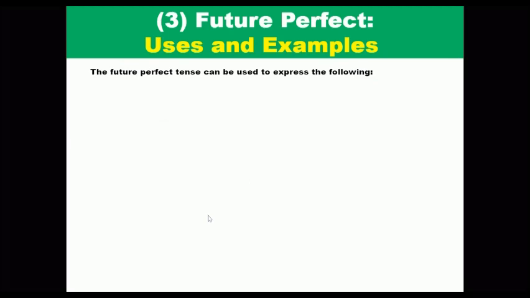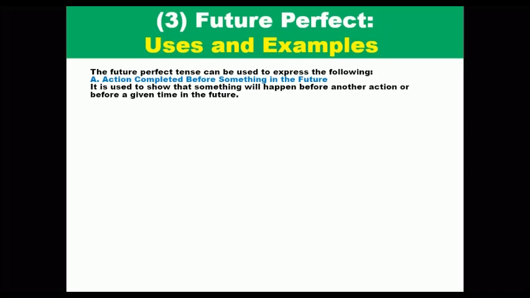Then we have the future perfect tense and its uses. That's what we are going to see, the uses and examples. The first use is action completed before something in the future. It is used to show that something will happen before another action or before a given time in the future.